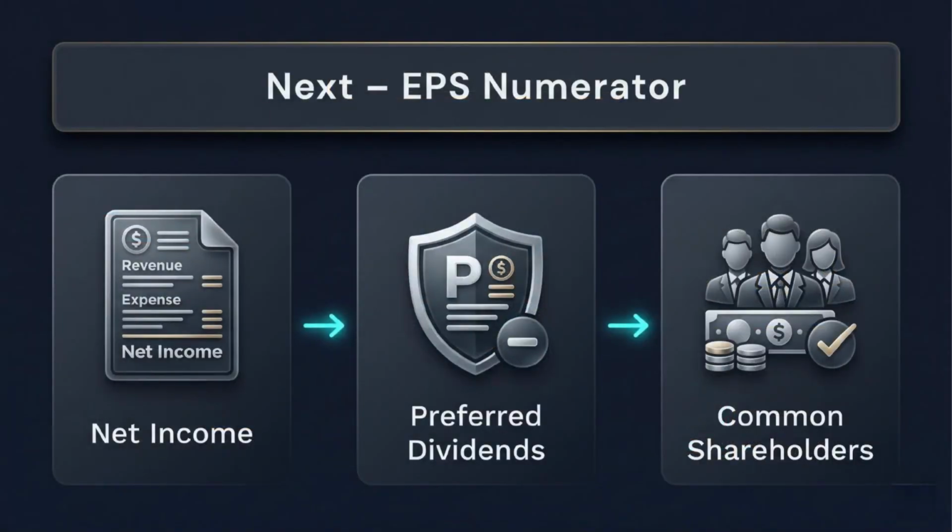In the next video, we focus only on the numerator of basic EPS, income available to common shareholders. We will look at net income, preferred dividends, cumulative preferred stock, and the exact amount that belongs in the top half of the formula.